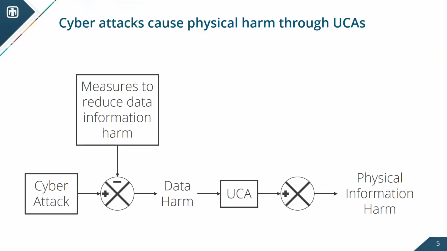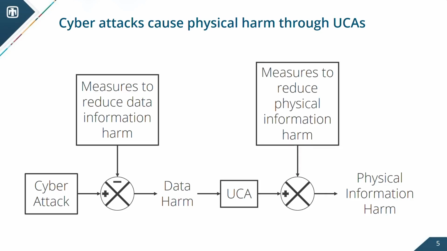Now, how do we stop that? Well, one of the ways is to look at how I limit the data harm. These are your intrusion detection and protection systems, your firewalls, your antivirus. These are the things that interact directly with your data, right? Just like digital systems, you need digital systems to protect those digital systems from data harm. But what we've found as well is that you also have measures to reduce physical information harm. And these are like mechanical interlocks, governors, even gears, right?